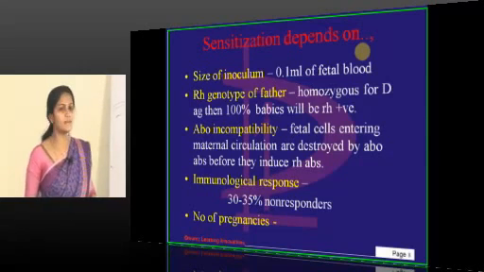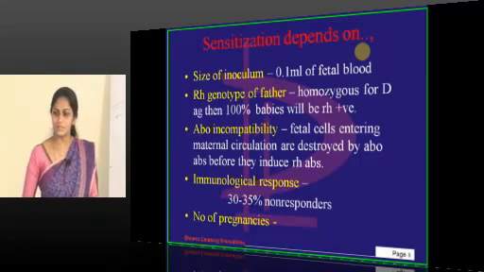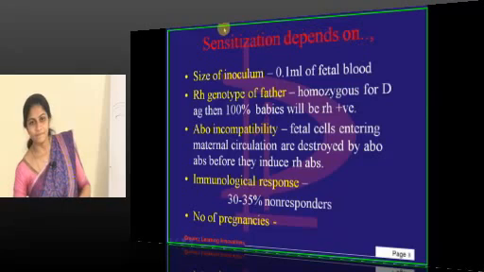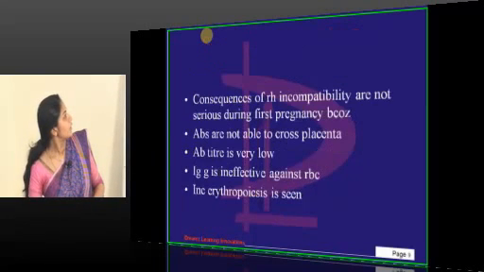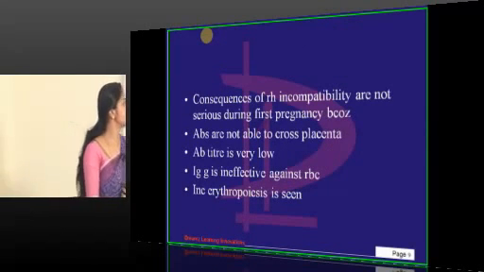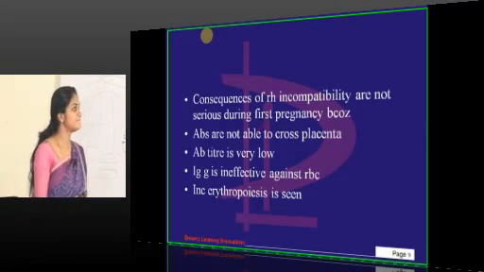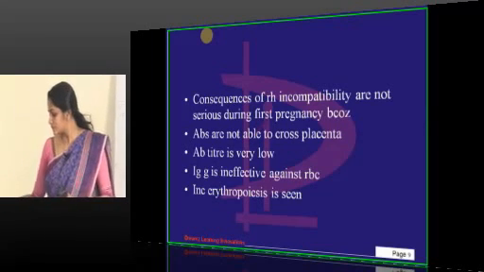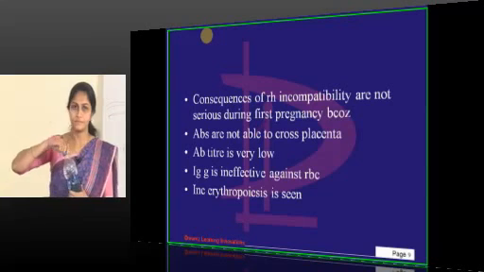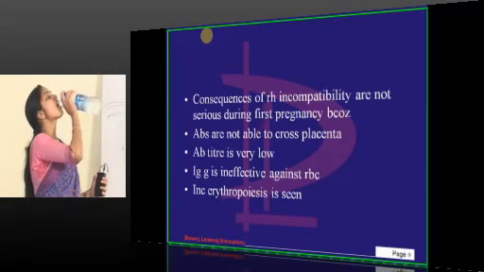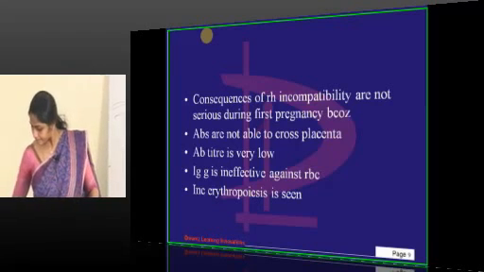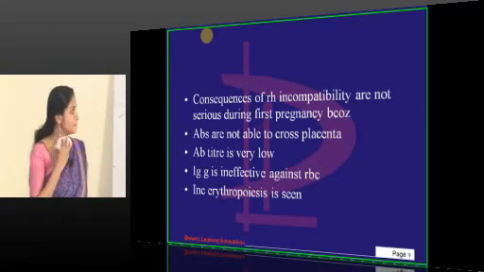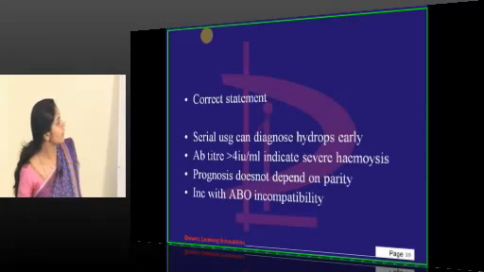Does the number of pregnancies have an effect or not? Yes, because why? Yes, Ramya, it is the correct answer, less severe. Now answer this. So the answer is A.